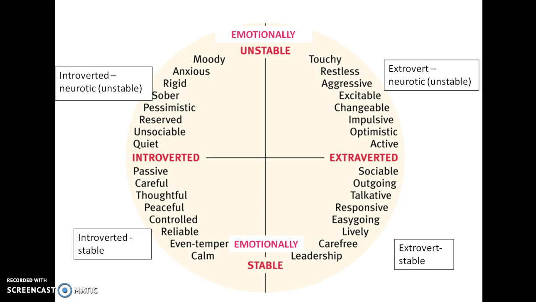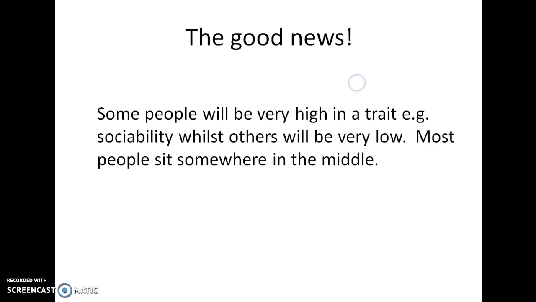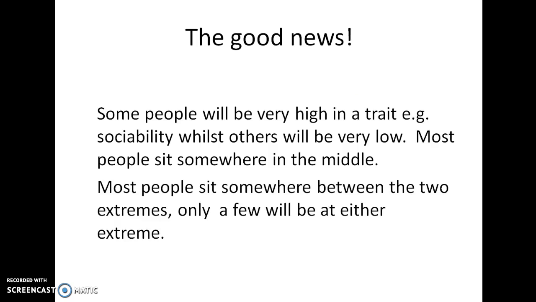And he identified these from studying many, many thousands of individuals and looking at their different characteristics, their different personality traits, and grouping them according to their personality traits. So the good news is, some people will be very high in one trait, for example sociability, while others will be very low in it, but most of us actually sit somewhere in the middle. Not many people reach either extreme of the two different dimensions. We actually fit somewhere between the two. Only very few people will be at either extreme.